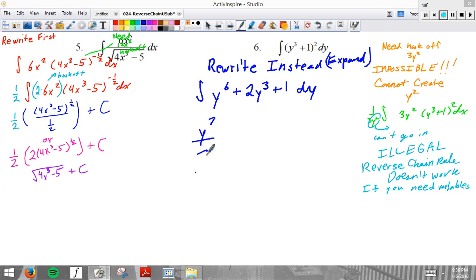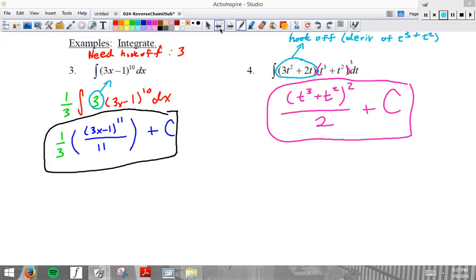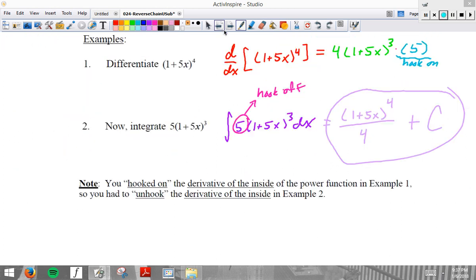Y to the 7th over 7. Add 1 to the power, divide by the power. 2y to the 4th over 4. Add 1 to the power, divide by the power. The antiderivative of 1 in this case is y, because it's dy, because there's all these y's here, plus c. Notice in every example today there's plus c's.